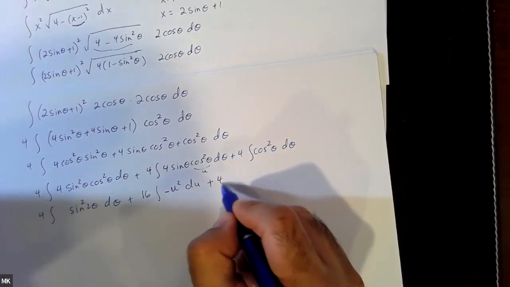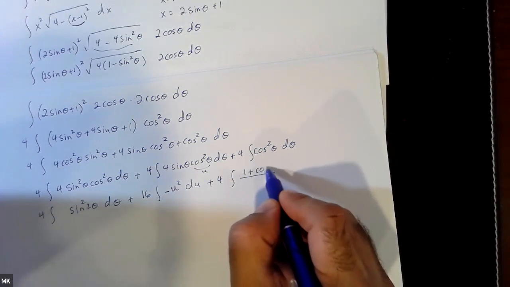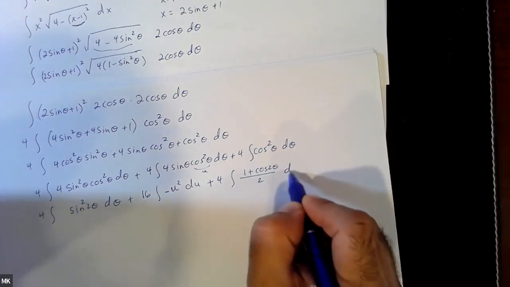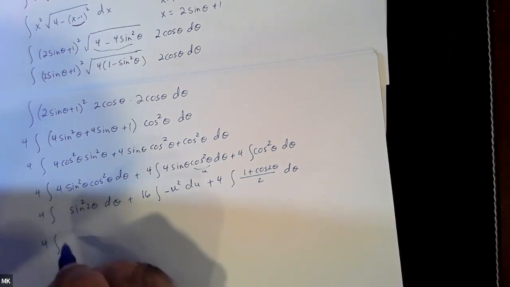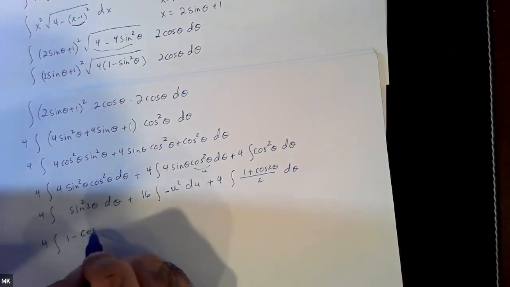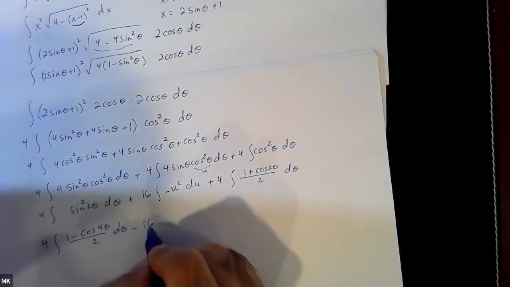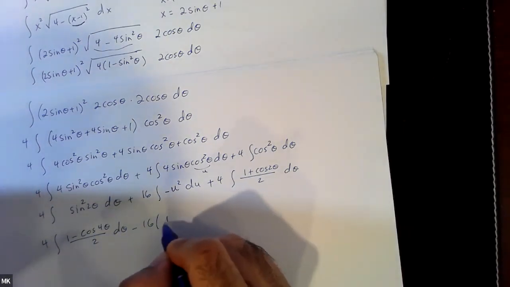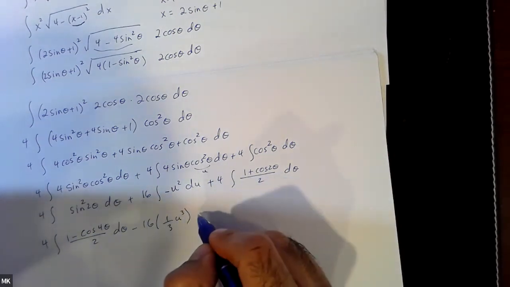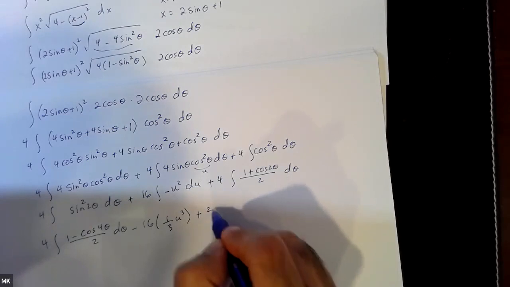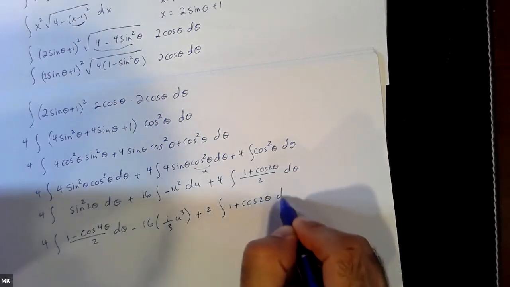And I think for the last one, I'm just going to have to do the double angle identity: 1 plus cosine of 2 theta over 2. I see no other way of going there. And I'm going to do the same thing for the very first one now: 1 minus cosine of 4 theta over 2. That's a double angle identity. Minus 16 times 1/3 u cubed. There's a plus c. There's always going to be a plus c. Plus 2, 1 plus cosine of 2 theta d theta.